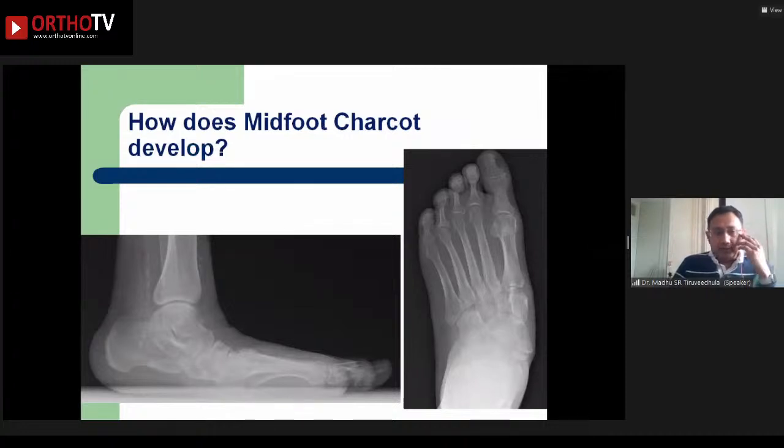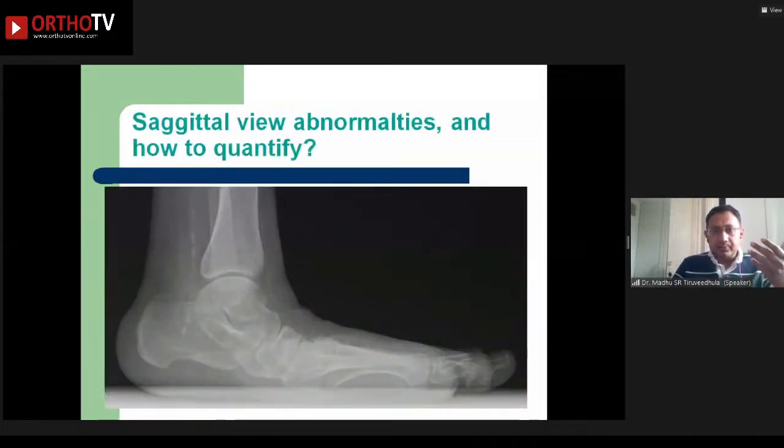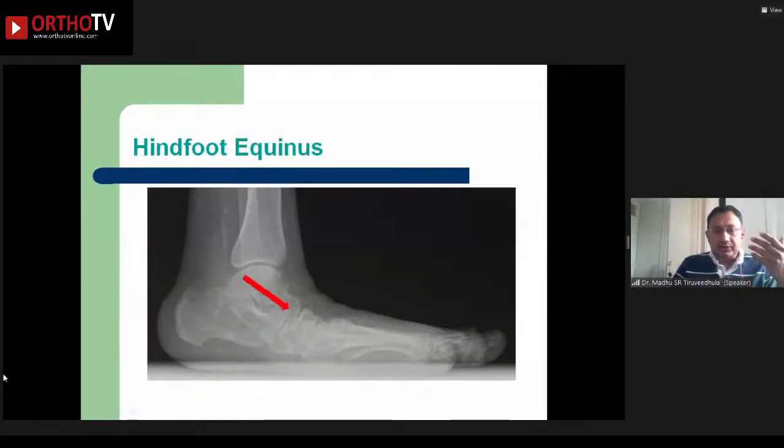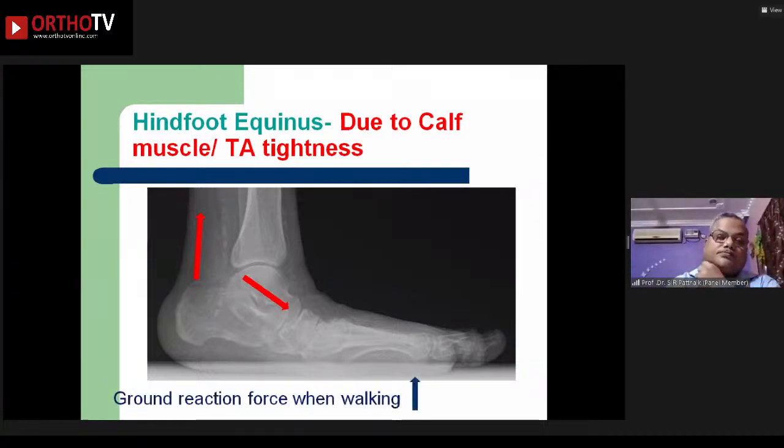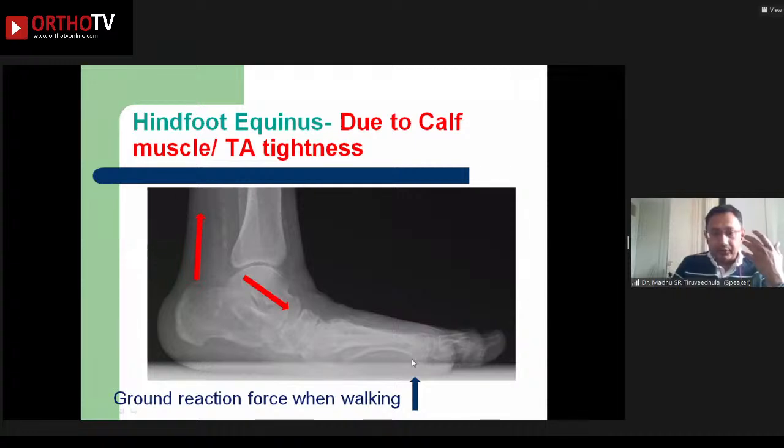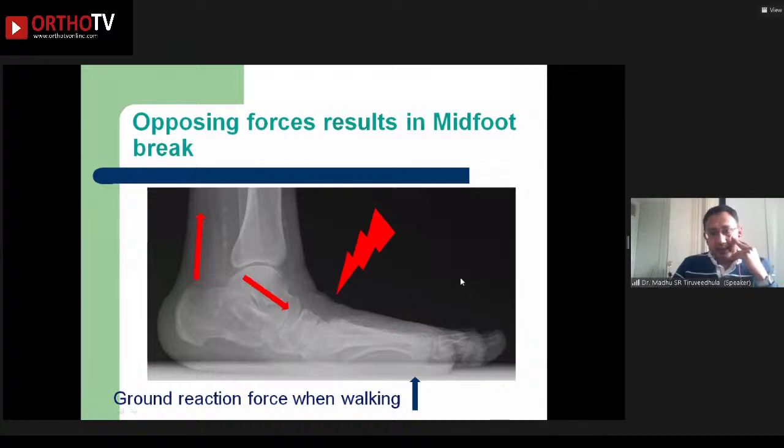So this is a typical midfoot Charcot deformity. It has a deformity both in the coronal plane and in the sagittal plane. If you look at the sagittal plane, the first thing you notice is a significant hindfoot equinus. The red line describes the equinus, and the whole complex of the hindfoot is tilted downwards. The most deforming force is due to tightness of the calf and tendo Achilles. As the patient walks, there's a ground reaction force on the forefoot, which causes a counterbalance lever, and as a result, the midfoot breaks.